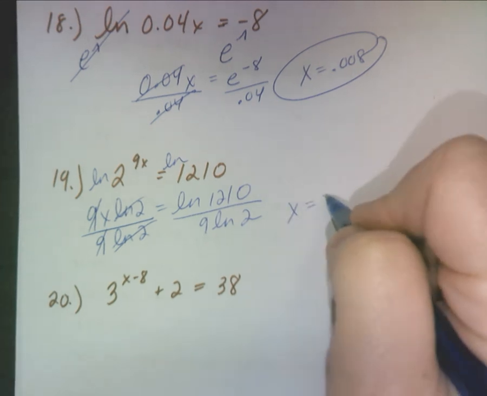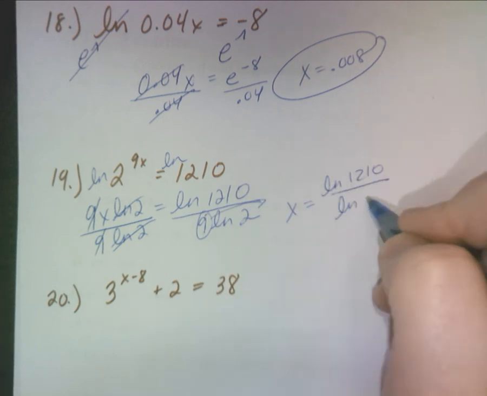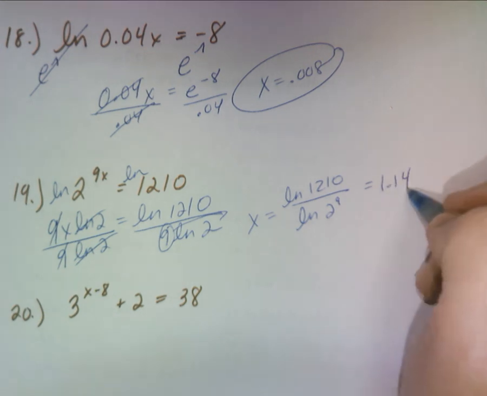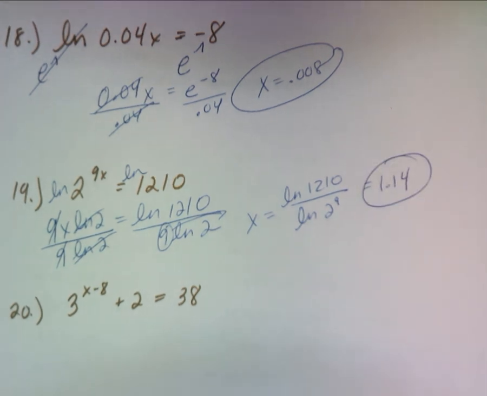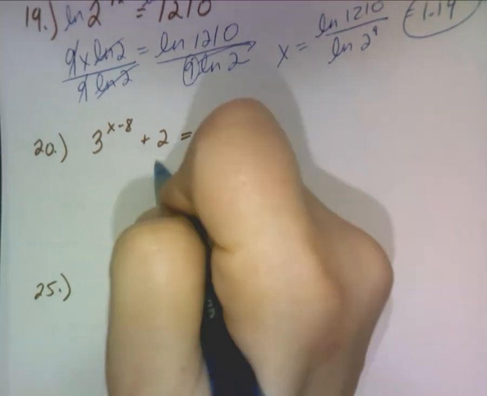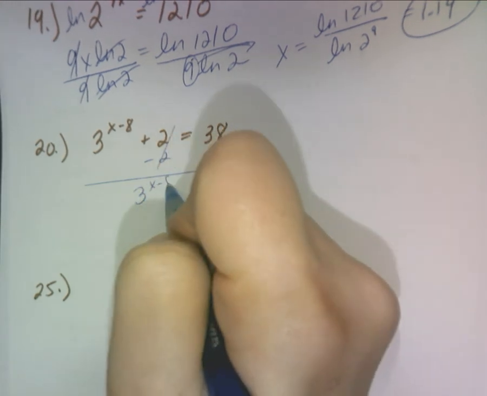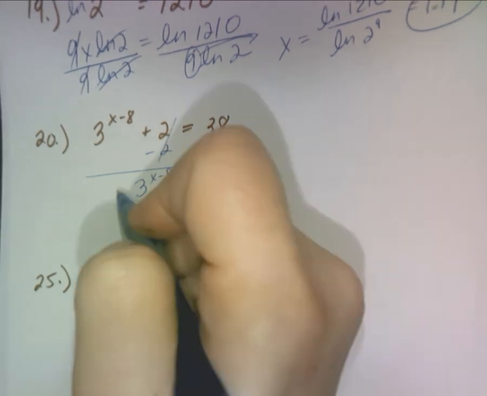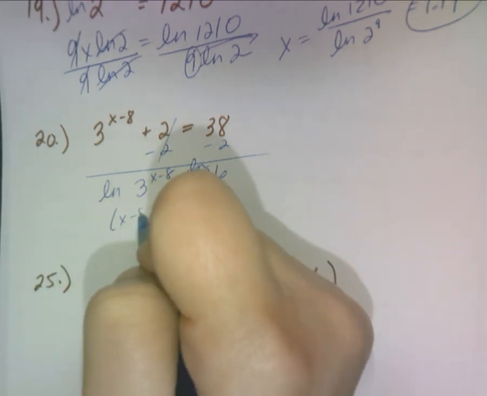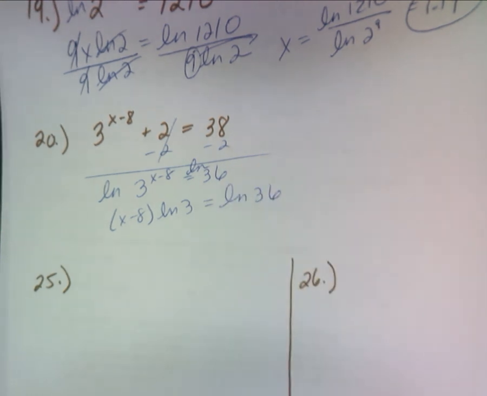So x equals, and again, you can write ln of 1210 over ln of 2 to the 9th, and you should get 1.14. And then the same thing here for 20. The extra step is just minus the 2 over. 3x minus 8 equals 36. I like to ln, so x minus 8 ln 3 equals ln 36.